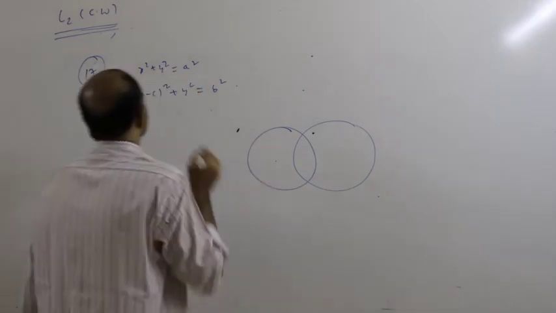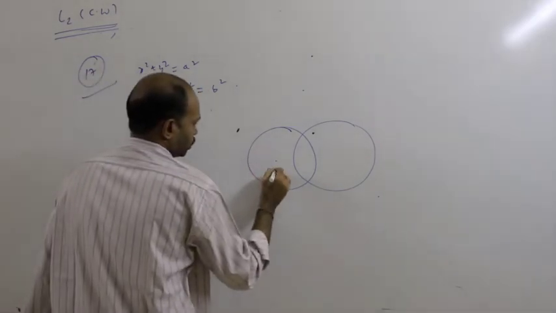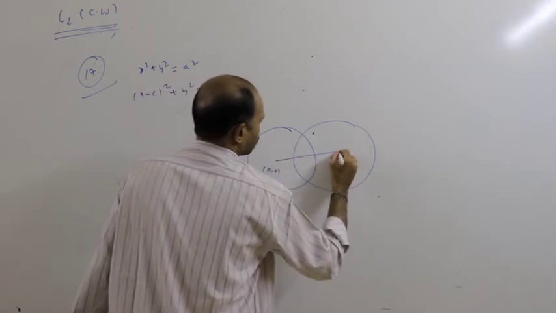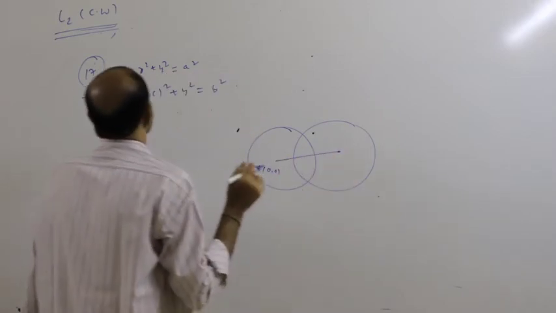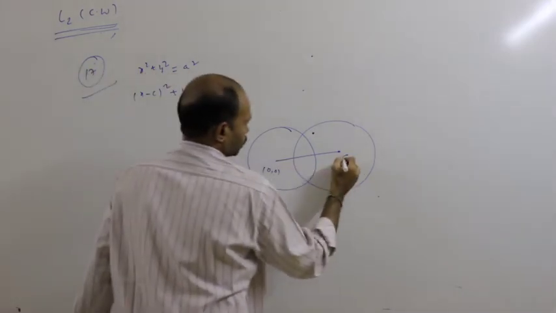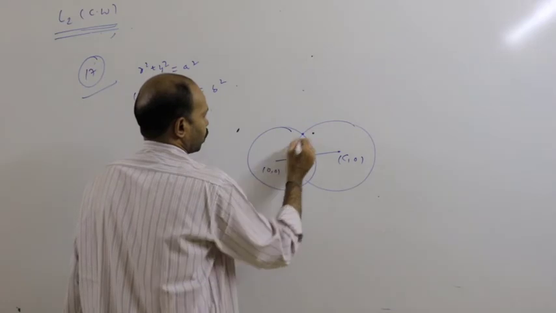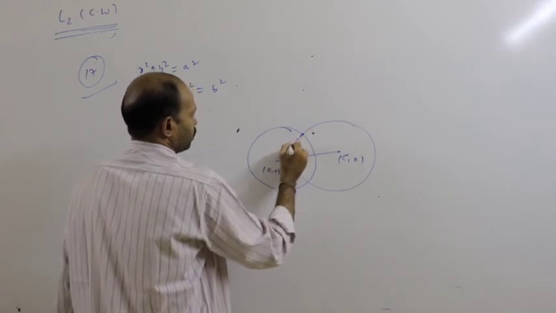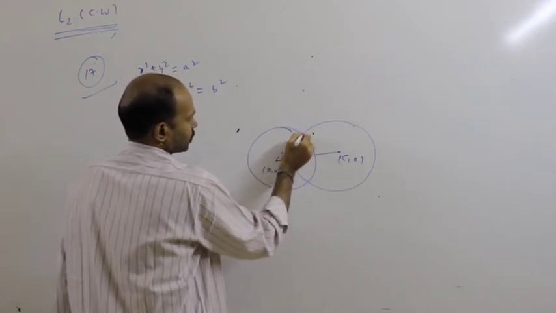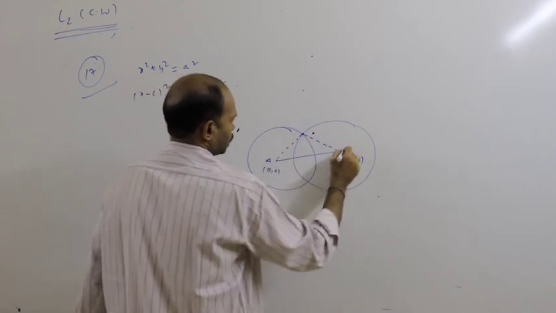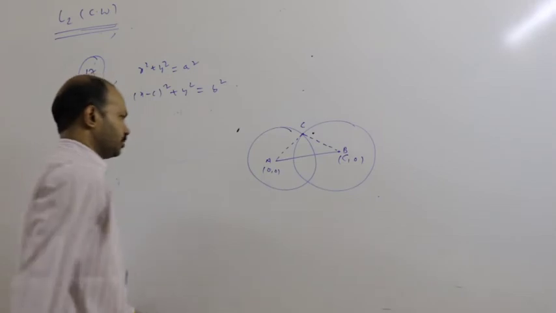This is a circle with the center at (0, 0), and this is another center, say (c, 0). You take another point and frame this triangle. You take this as A, this as B, and this as C.